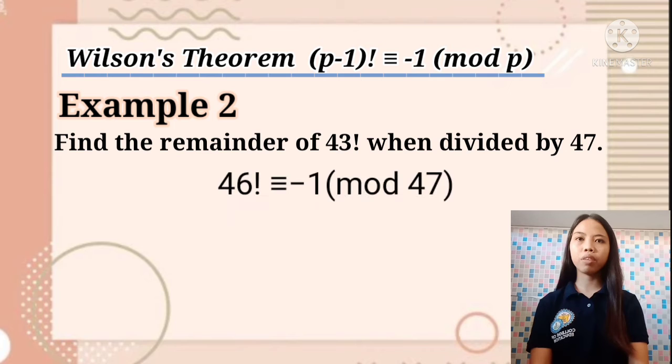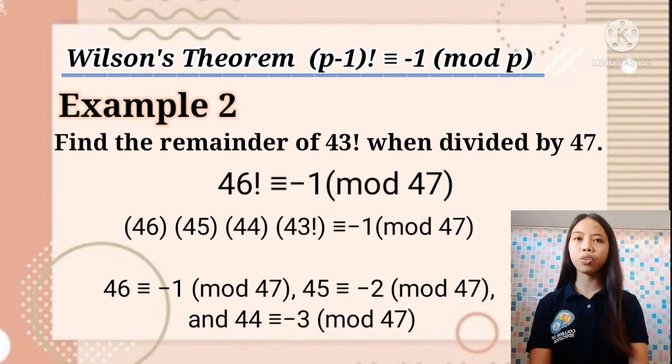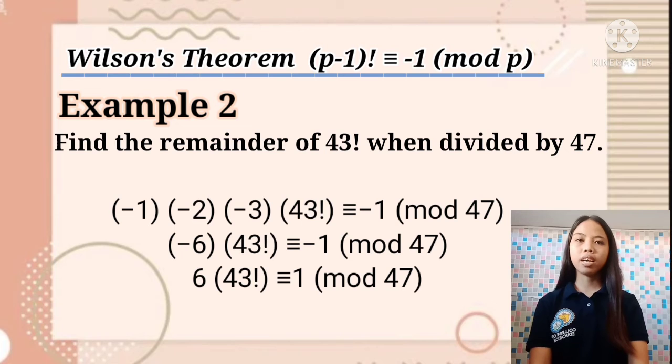Using Wilson's Theorem, we have that 46 factorial is congruent to negative 1 modulo 47. Decomposing the factorial, we get that 46 times 45 times 44 times 43 factorial is congruent to negative 1 modulo 47. Now, we note that 46 is congruent to negative 1 modulo 47, and 45 is congruent to negative 2 modulo 47, and 44 is congruent to negative 3 modulo 47. Hence, negative 1 times negative 2 times negative 3 times 43 factorial is congruent to negative 1 modulo 47. Negative 6 times 43 factorial is congruent to negative 1 modulo 47. 6 times 43 factorial is congruent to 1 modulo 47.